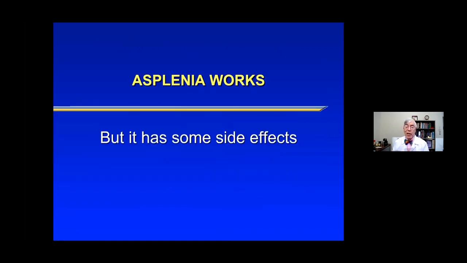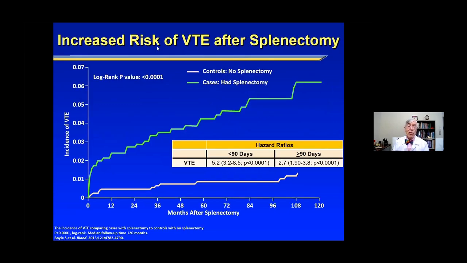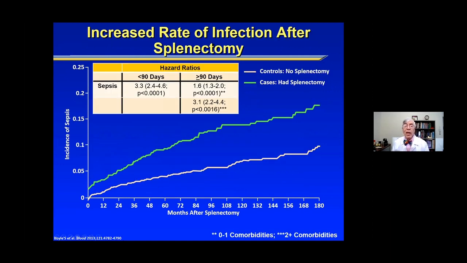The problem with asplenia is it has side effects, and you all know the side effects. The first is there's an increased risk of what's called venous thromboembolism, also called blood clotting. These are ITP patients whose spleens have been taken out. These are ITP patients who haven't had splenectomy, and there's a 3 to 5-fold higher rate of blood clots. The second issue, as you all know, is that splenectomy can increase your rate of infection.